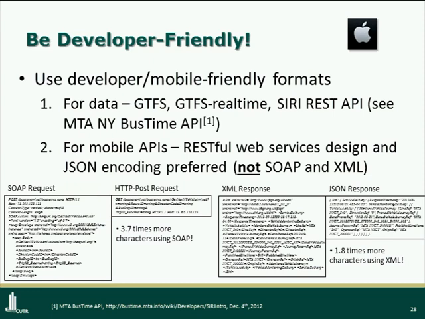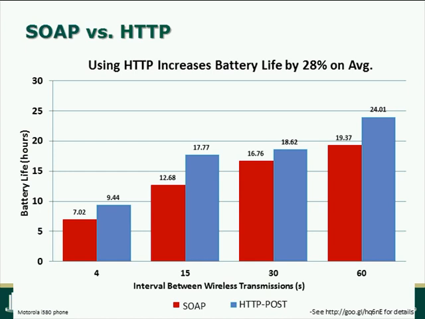And similarly, if you format your responses using XML, this is the exact same response versus formatted in JSON. So it's 1.8 times larger using XML versus JSON for the exact same data or the exact same information, just formatted differently. And so just to show that these differences do actually make a difference, these are some tests that we conducted. So this is SOAP versus HTTP, or a RESTful web service. So we're talking differences of hours of battery life.